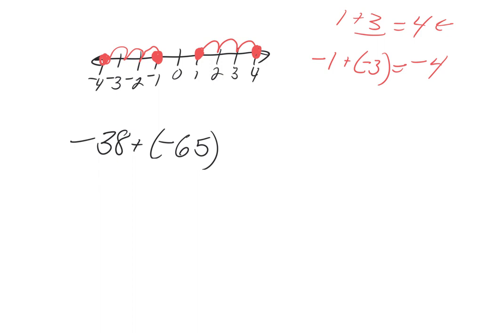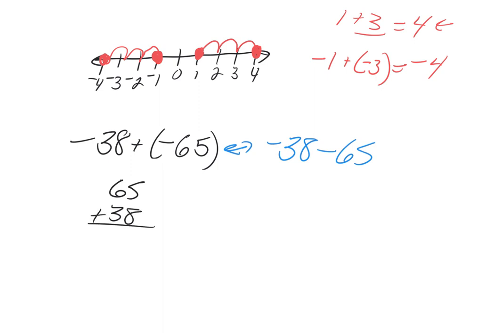So here, remember, we can see it written as negative 38 plus negative 65 or negative 38 minus 65. These are both the same thing. They represent the same problem. And then when we see that we're adding two numbers that are the same sign, we can just do it like we normally did. So we could do 65 plus 38, so 8 plus 5 is 13, carry the 1, and this will then give me 103.